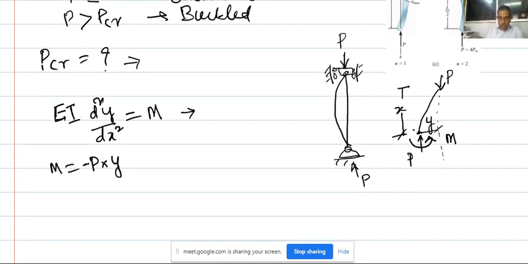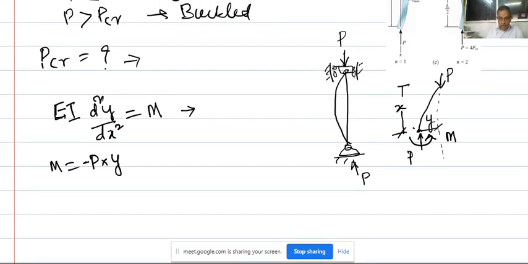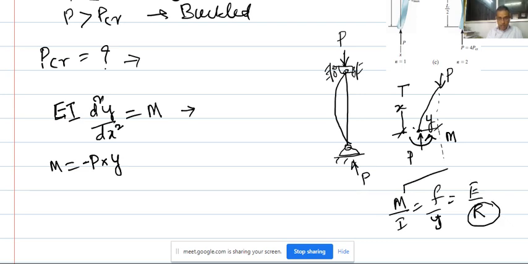M over EI you have seen, right? M over I is equal to F by y, is equal to E by R. I am writing this R, which is nothing but your curvature. I am taking the first and last terms, so M over I is equal to E by R. Here 1 over R is nothing but d square y by dx square, so M equals EI by R. 1 by R is called curvature, and that is what I am using here.